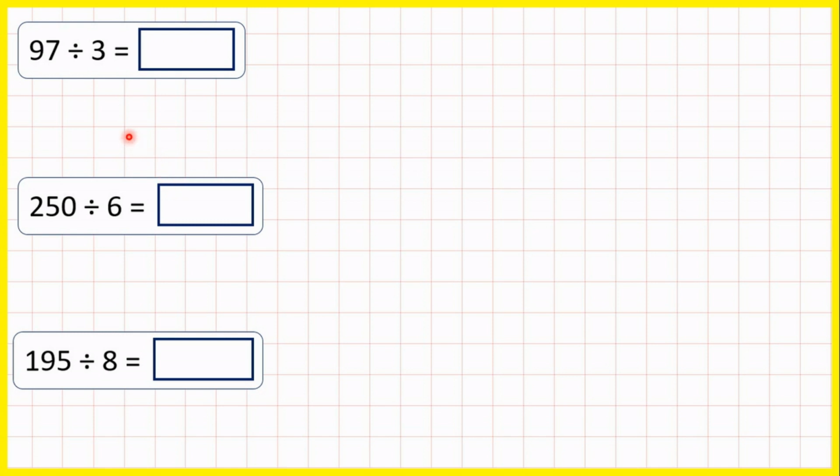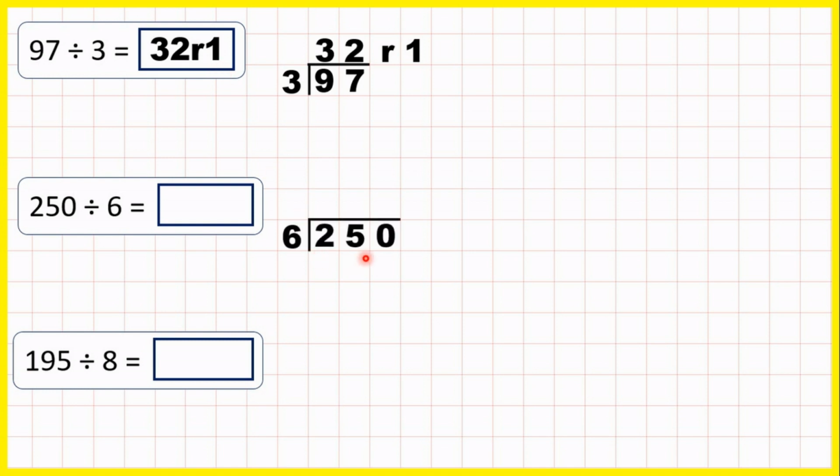Now for these questions, we can still divide using short division, but we're going to get remainders in our answer. So for 97 divided by 3, we can start with 9 divided by 3. That's exactly 3, because 3 times 3 is 9, so we don't have a remainder. But now for 7 divided by 3, we get 2 remainder 1. That's because 2 times 3 is 6, but then we need 1 more to get to 7. So 97 divided by 3 is 32 remainder 1.